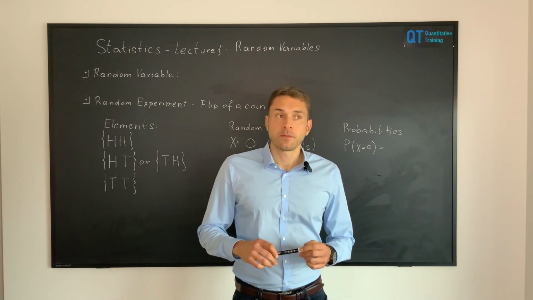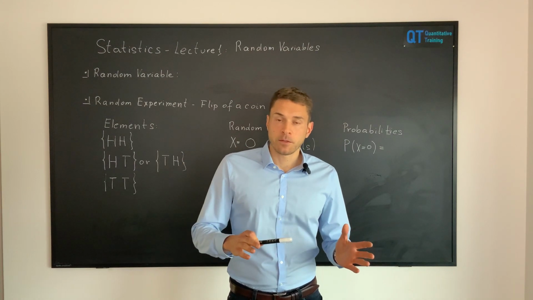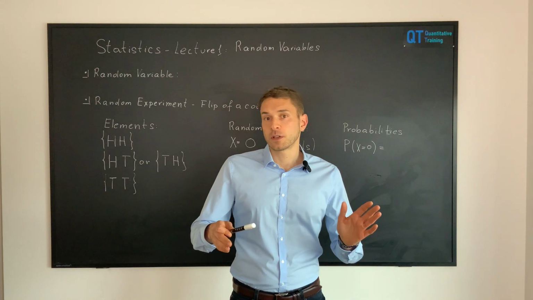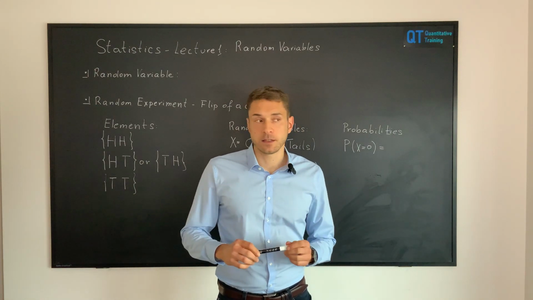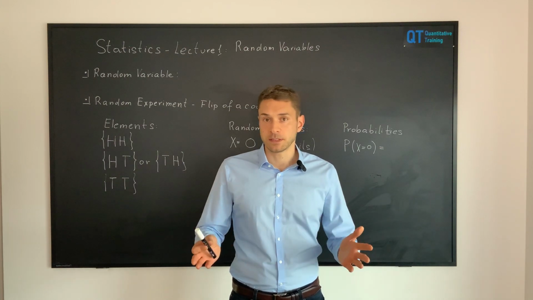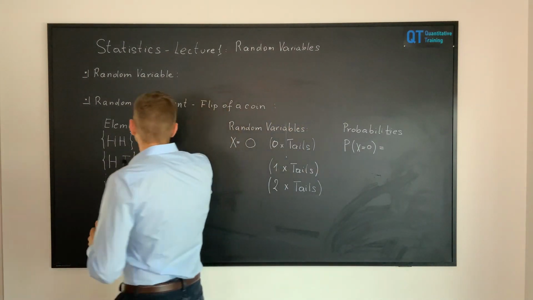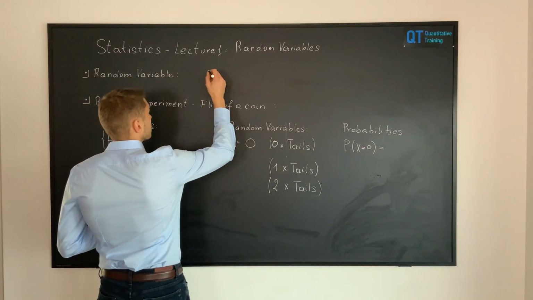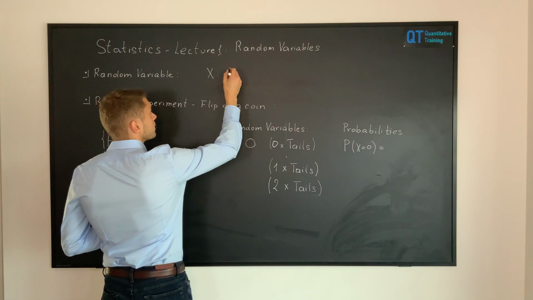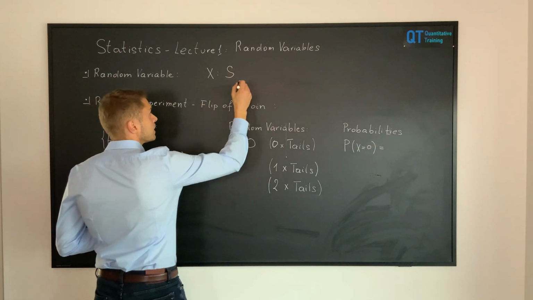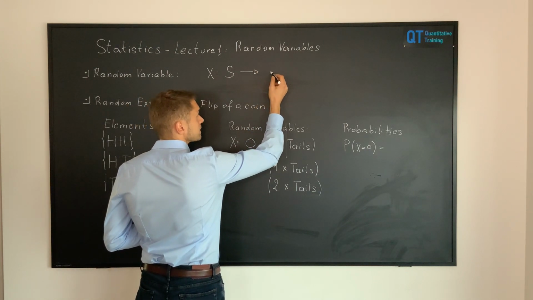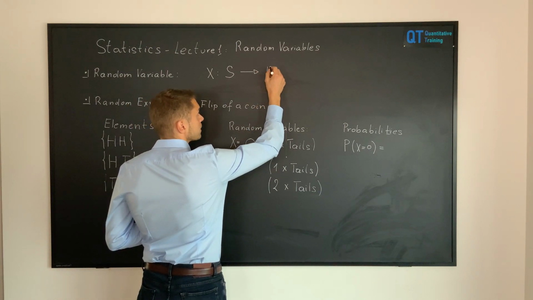So a random variable is actually the mapping from the sample space of some random experiment into a measurable space, usually the space of any real valued numbers. So a random variable is basically the mapping going from some sample space S into a measurable space, and usually this measurable space is the space of any real valued numbers, R.